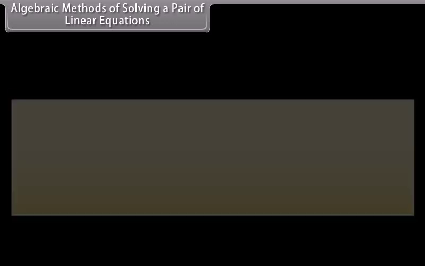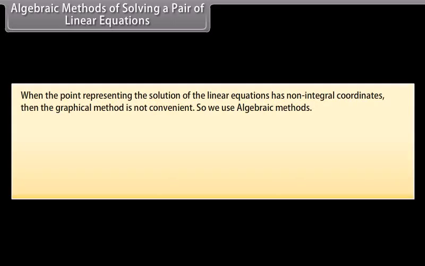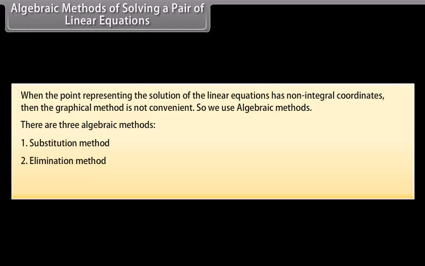Algebraic methods of solving a pair of linear equations. When the point representing the solution of the linear equations has non-integral coordinates, then the graphical method is not convenient. So we use algebraic methods. There are three algebraic methods: 1. Substitution method. 2. Elimination method. 3. Cross multiplication.